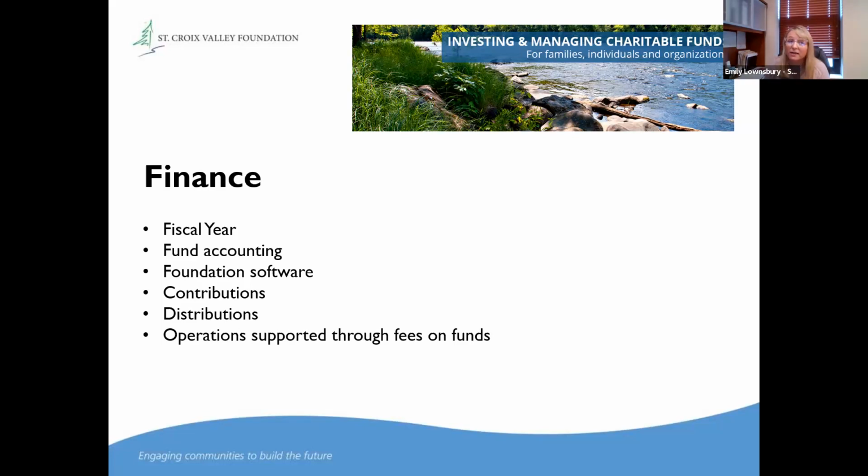We process grants and vouchers twice a month on the 2nd and 4th Wednesdays of the month. And finally, our operations. So supporting the actual staff team and the work that we're doing behind the scenes here at the foundation is supported through fees that are assessed on the underlying funds that we hold. And those are assessed quarterly on our funds. And the type of fund that it is, scholarship, donor advised, agency, dictates the type of fee that's charged. And we have a big fee sheet that we're happy to share if you'd like to see it, and it's shared with all of our donors when they set up a new fund.